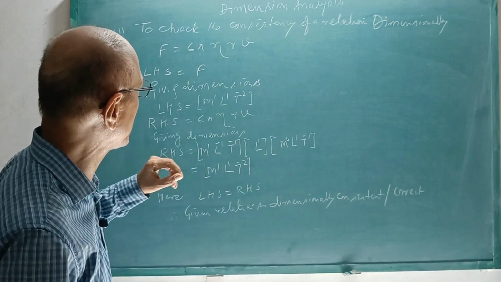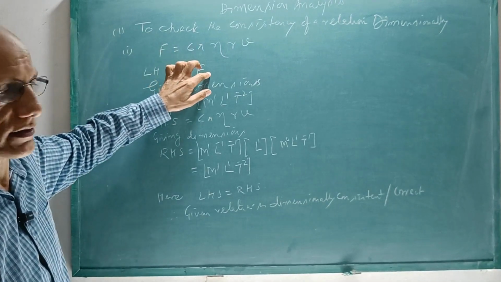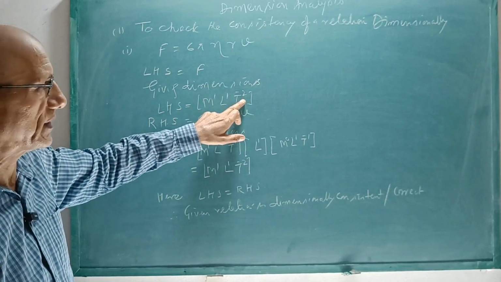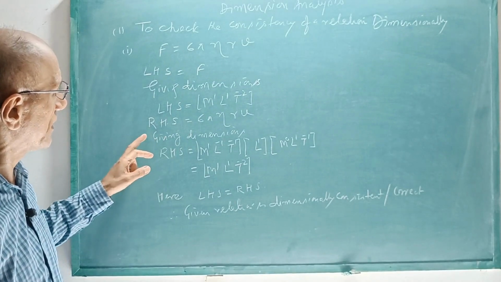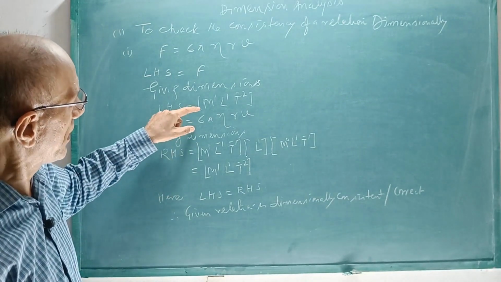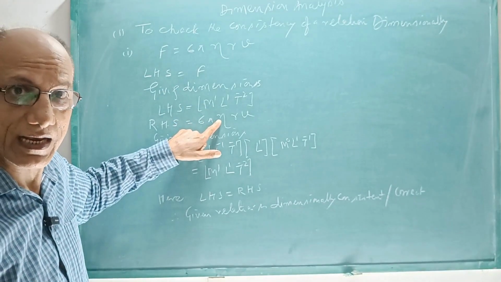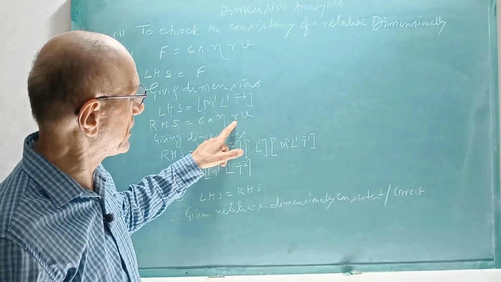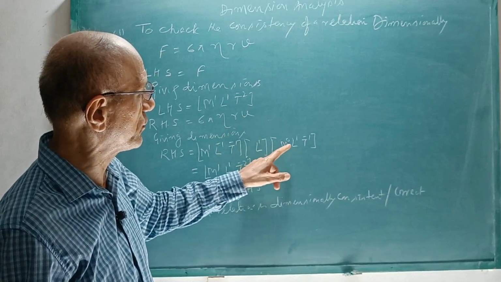Since LHS and RHS are both equal, the given relation F equals 6 pi eta RV is correct dimensionally, or dimensionally consistent. Let us look once again. We have to check this relation. So left hand side is force F. Giving dimensions, we get LHS equals M1 L1 T minus 2. This is the dimension of the force. Now RHS is 6 pi eta RV. Giving dimensions, RHS has this constant, dimensionless. Eta is M1 L minus 1 T minus 1. You have to remember all these formulas. Then R is M0 L1 T0, that means we can write L1. And V is M0 L1 T minus 1. This is the velocity.